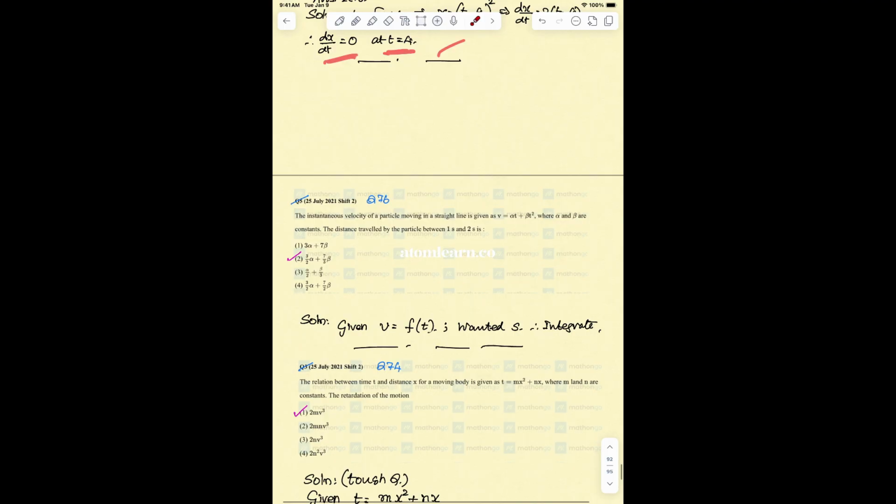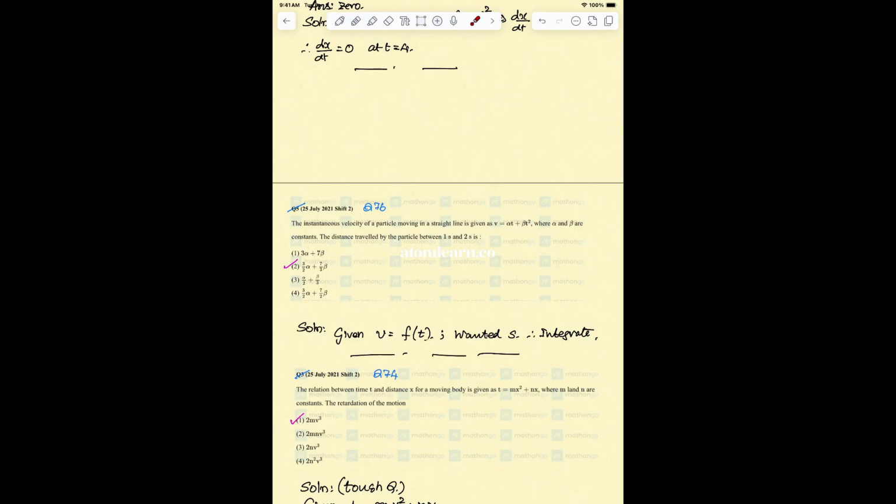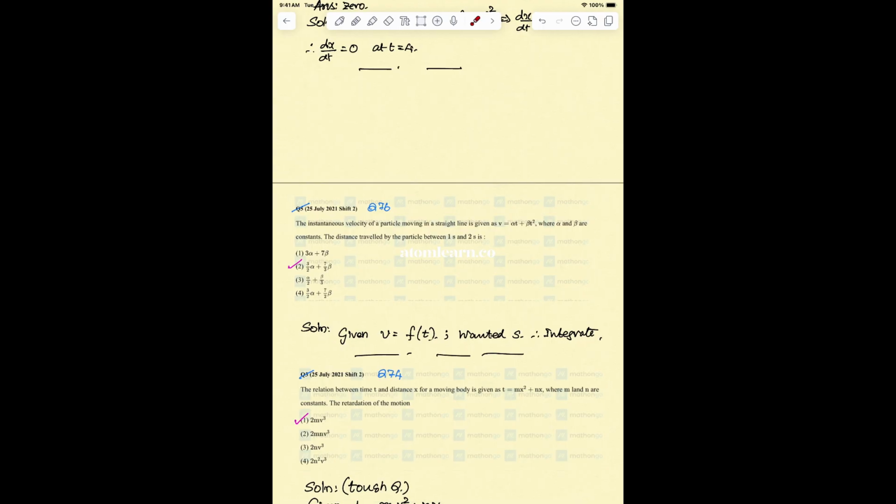Okay, now let's take the next question. The instantaneous velocity of a particle moving along a straight line is given as velocity equal to alpha t plus beta t squared, where alpha and beta are constants. What is the distance traveled by the particle between 1 and 2 seconds? Now v is given as a function of time, so there is no straightforward formula. So we integrate it to get displacement x as a function of time, and then apply the time limits t equal to 1 to 2, and you get the distance traveled.